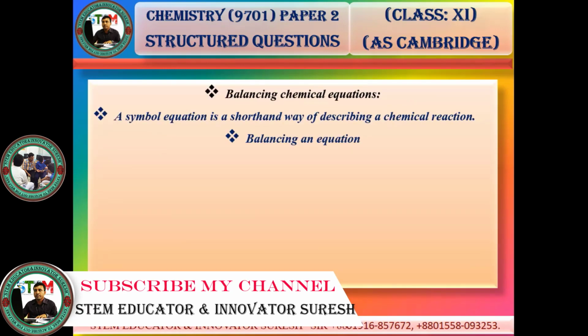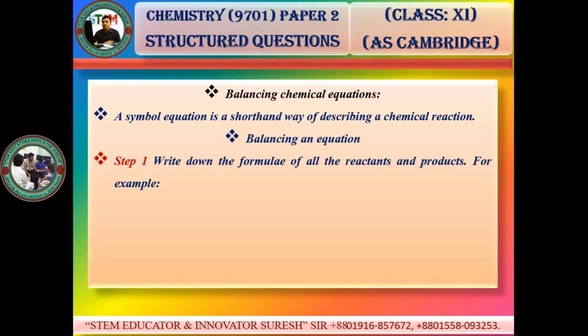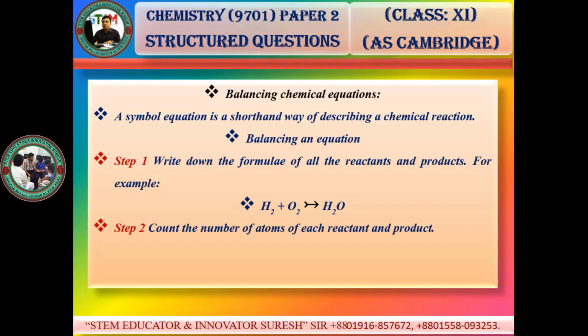Balancing chemical equations. How can we balance an equation? A symbol equation is a shorthand way of describing a chemical reaction. We know a symbolic equation represents the total chemical change that occurred. So how can we balance an equation? First of all, step 1, we write down the formula of all the reactants and products. For example, hydrogen plus oxygen forming water. Step 2, count the number of atoms of each reactant and product. If these are not equal, then we have to use a factor.